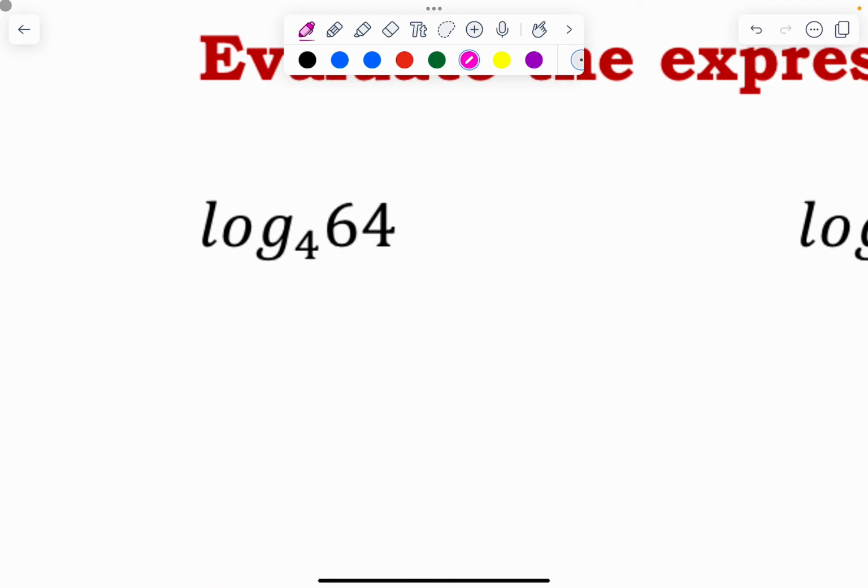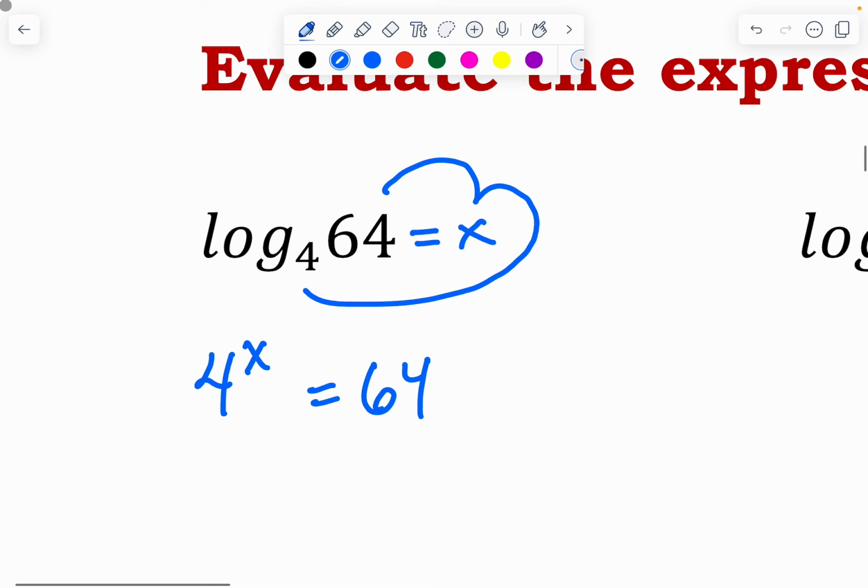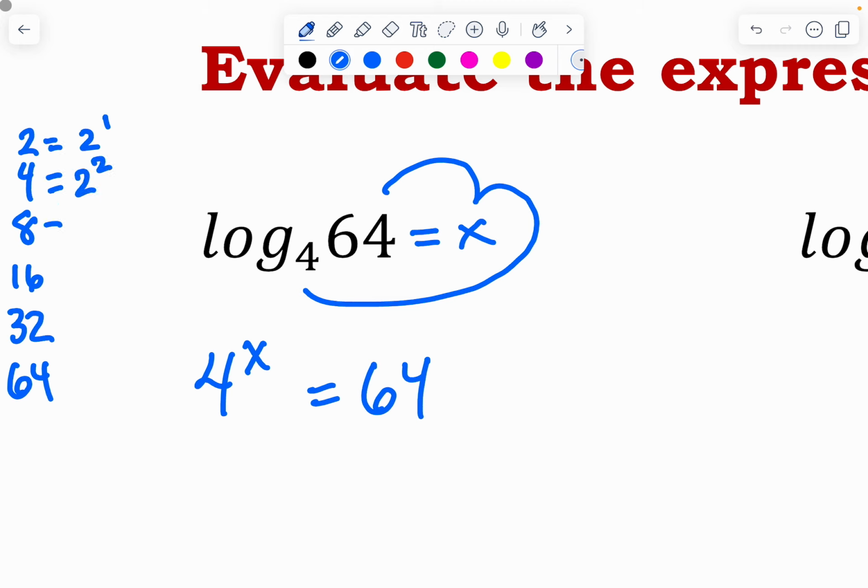Okie dokie. So with this one, if we want to go solving this, we could set this equal to x and then convert to exponential form. So 4 to the x equals 64. Well, I like to play the game 2048, so I would encourage you to play it because it starts getting these numbers in your head. I have 2, 4, 8, 16, 32, 64. I might remember that 64 is 4 cubed. I also might remember that this is 2 to the 1, this is 2 squared, this is 2 cubed, this is 2 to the 4th, this is 2 to the 5th, and this is 2 to the 6th.